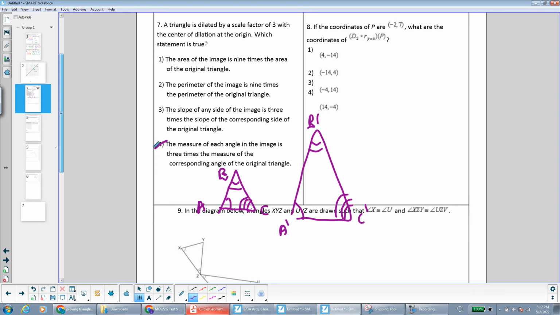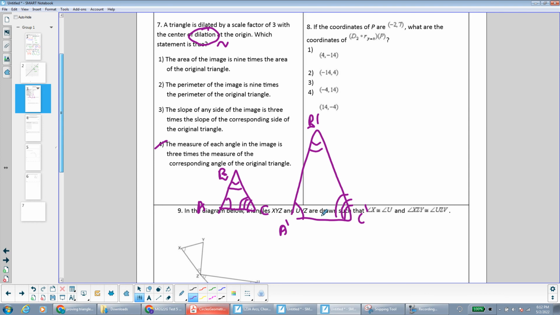And we have similar triangles, which we do have anytime we dilate a shape, it produces similar figures. If we have similar triangles, their corresponding angles are congruent. So the angle measures of the corresponding angles would be the same. Dilations preserve angle measurement. In fact, all of the transformations preserve angle measurement.